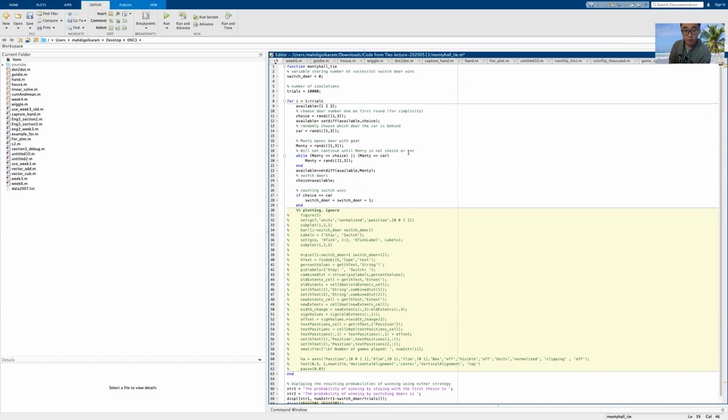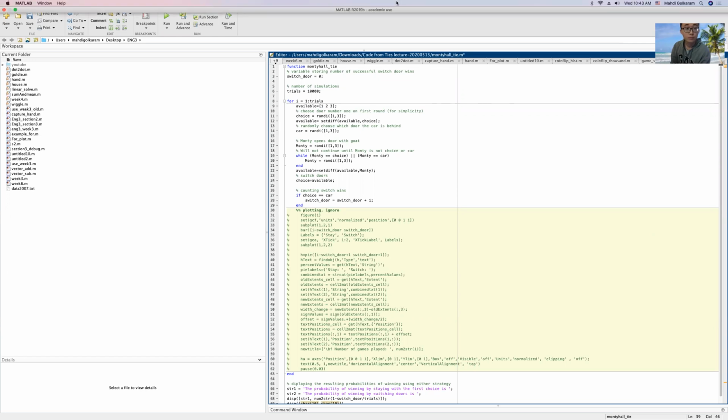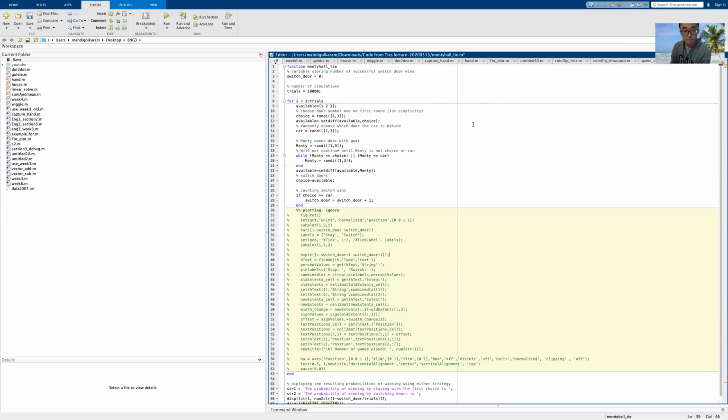So, anyone want to talk about this? Okay, let's go through this together. For this Monty Hall function, we first create a variable to store the number of successful switch door wins. What does that mean? The player has the choice to switch or not, so this records when the player chooses to switch, and if he wins and finds the car, we count that event in this variable.